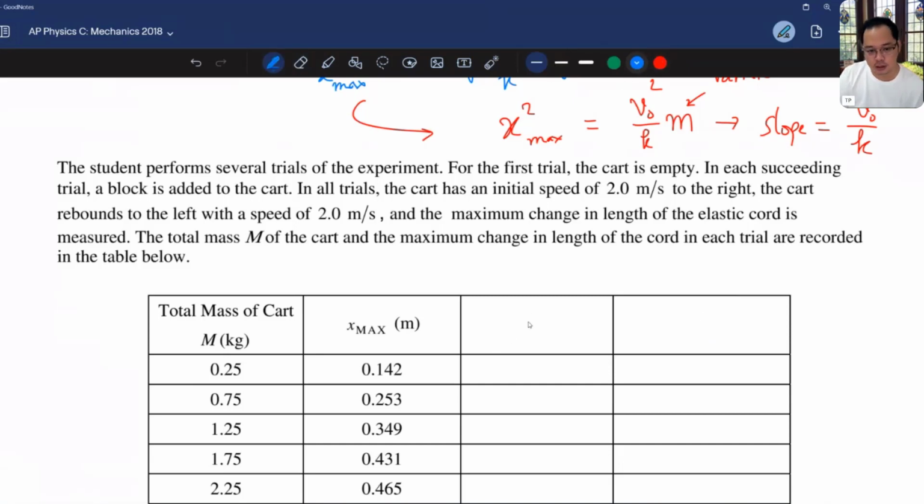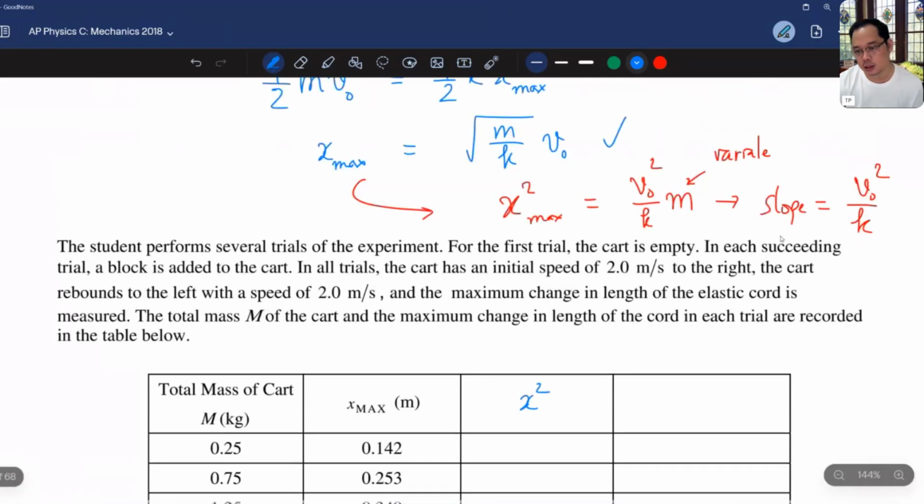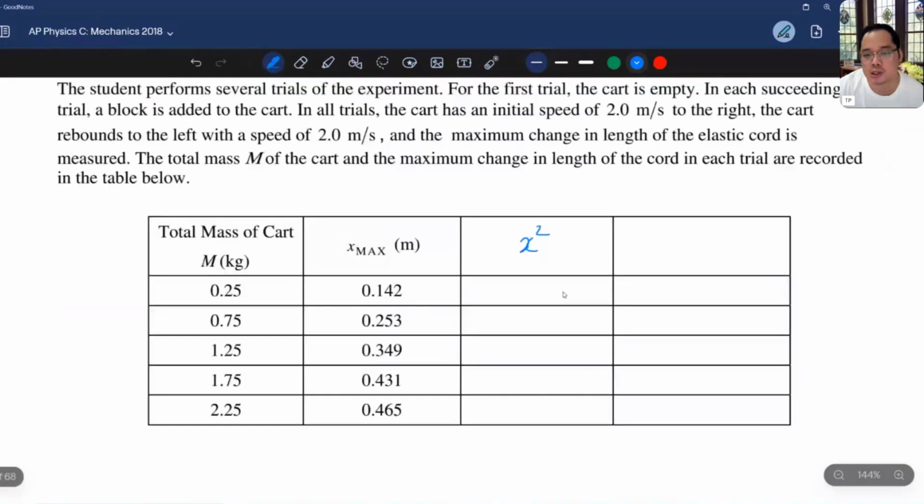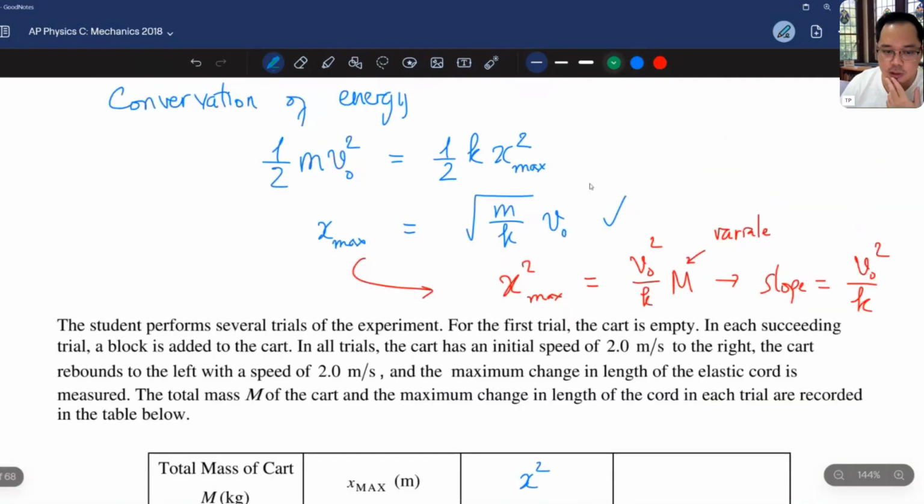x squared, definitely. And the last column is K. So what else on the empty column should we calculate? The vertical axis on the graph is x max, versus what? The square root of m. The square root of m. So later they will need to square the slope to calculate the K.